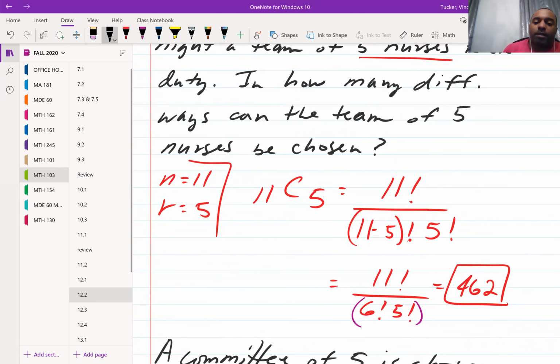So 11 minus 5 is 6 factorial. I just put a parentheses there. If somebody wanted to put it in a calculator that way, just remember to put parentheses around the 6 factorial and the 5 factorial. But that's multiplication there. And if you do that, you should get 462 different ways.